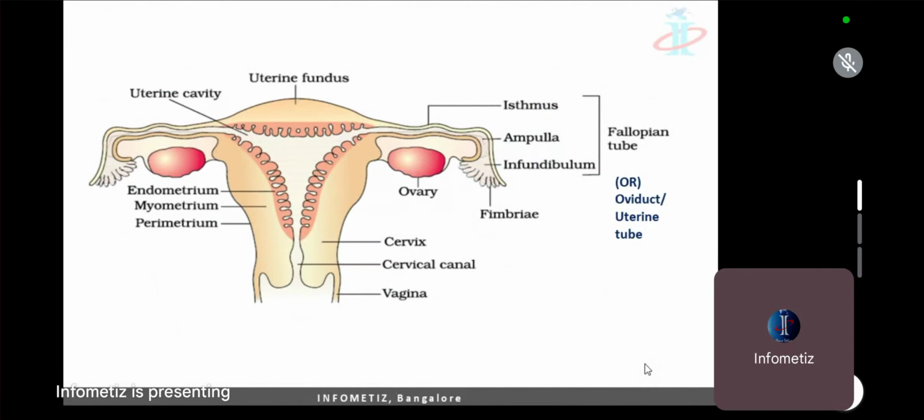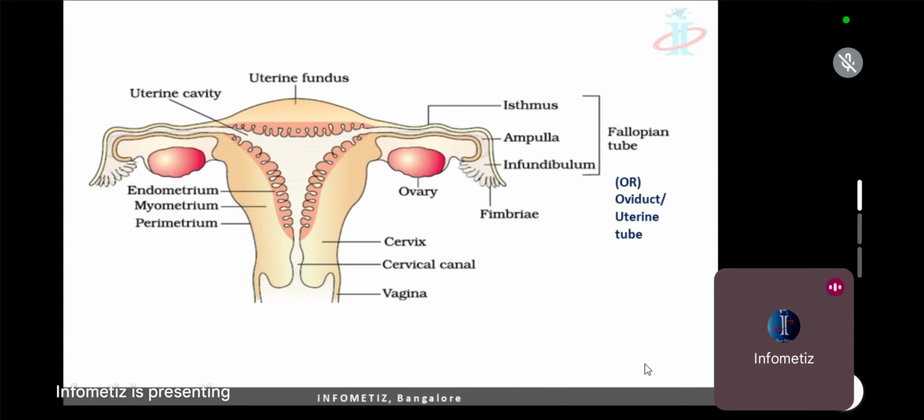See this. This is the female genital organ. You can see we have bilateral ovaries, right ovary, left ovary. Removal of ovary is oophorectomy. Ectomy means removal. Oophorectomy is ovary removal. Very cute word, na? Oophorectomy.